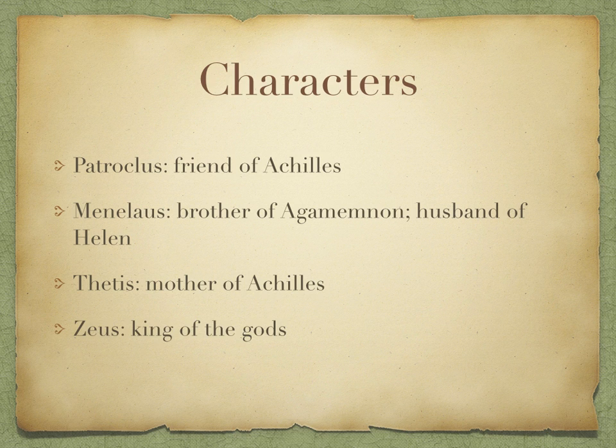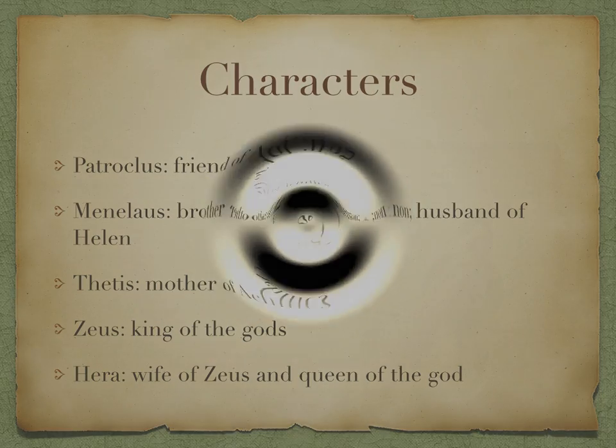Zeus is the king of all of the gods, the husband of Hera, who is of course the wife of Zeus and the queen of the gods. So there are many new characters that are introduced just within this very first book.